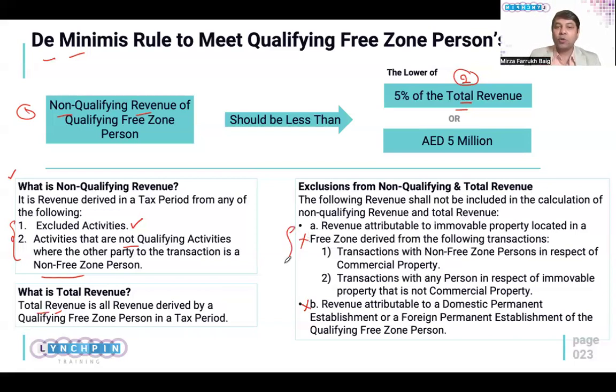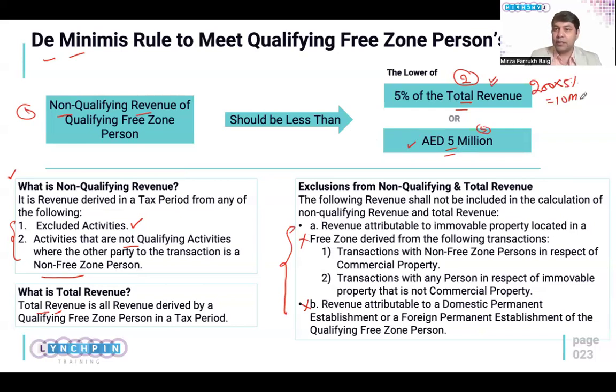These two I will exclude from my total revenue, and I would get this total revenue here. Third thing is, there is a threshold given by the authority, which is 5 million itself. So the very first step is, for example, if my total revenue is 200 million, I will calculate 5% of it, which would be 10 million. Then I will compare it with the base threshold given by FTA, which is 5 million.